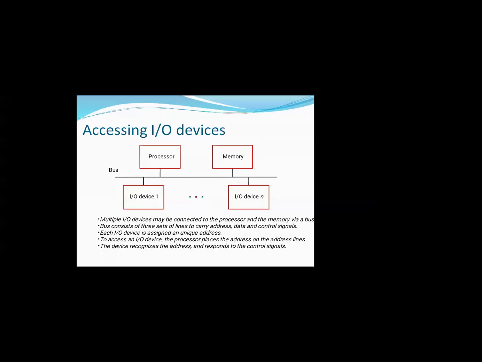The processor places the address of the device it wants to communicate with on the address line. That address is received by all the devices, and whenever the matching is there, the device is connected to the processor and the remaining devices are in idle state. So the device recognizes the address and responds to the control signal. Only the device whose address matches responds to the control signals sent by the processor; the remaining devices do not respond.